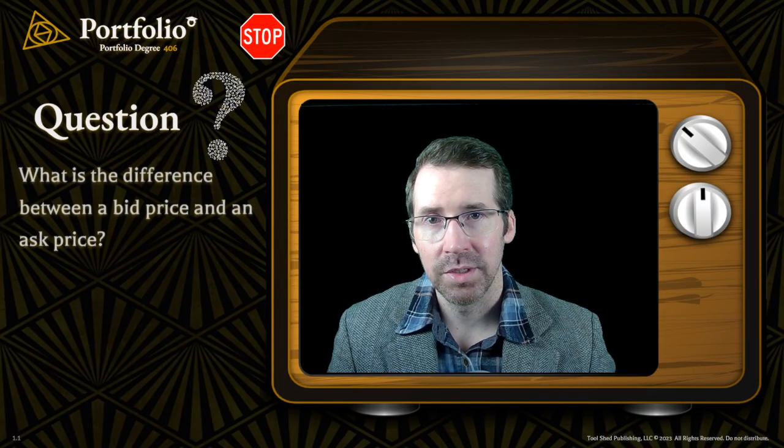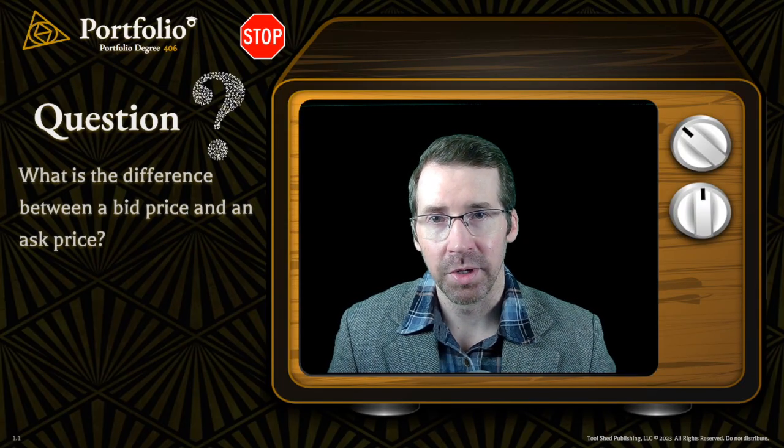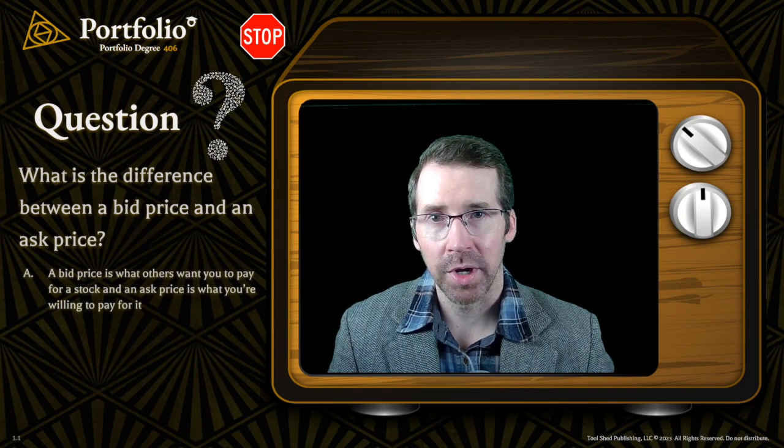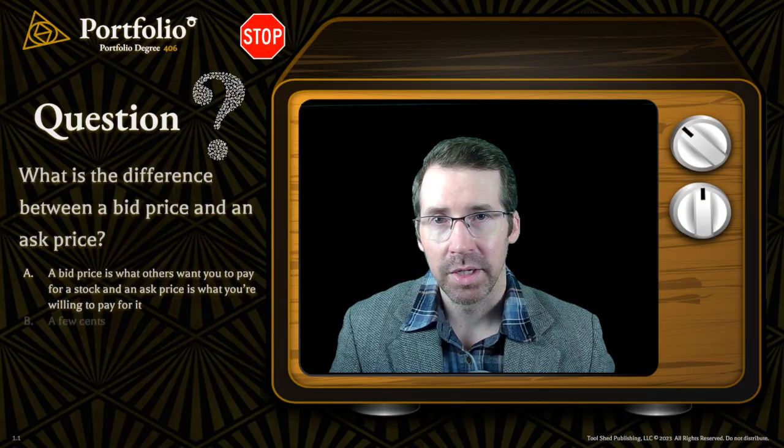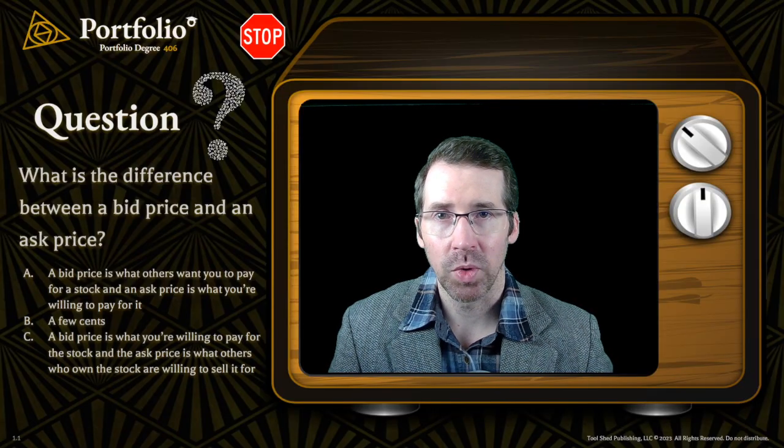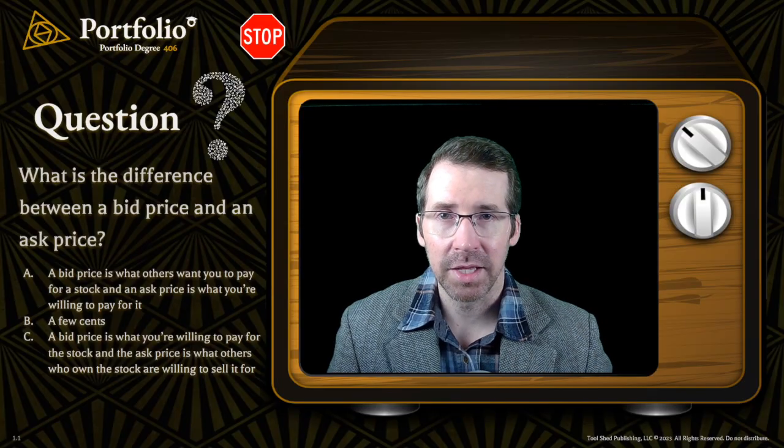All right, so let's take one more break for our final question. And this question is, what is the difference between a bid price and an ask price? Is it A, a bid price is what others want you to pay for a stock, and an ask price is what you're willing to pay for it? Is it B, a few cents? Or is it C, a bid price is what you're willing to pay for the stock, and the ask price is what others who own the stock are willing to sell it to you for?